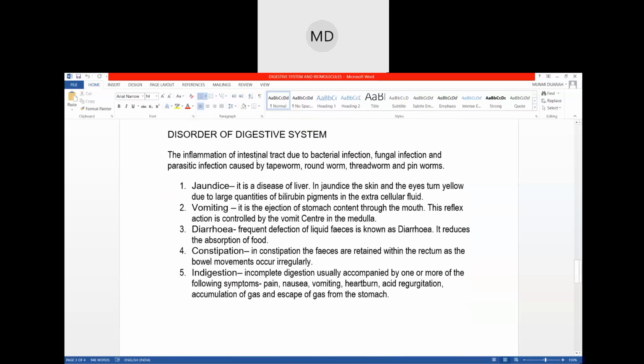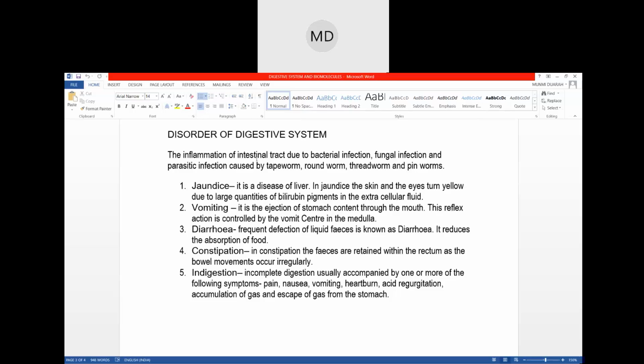Next are disorders of digestion. So what is meant by disorders? Disorders means disease. Any disease that is related to the digestive system will be considered a disorder of the digestive system. In the digestive system, several diseases might occur, like food poisoning.